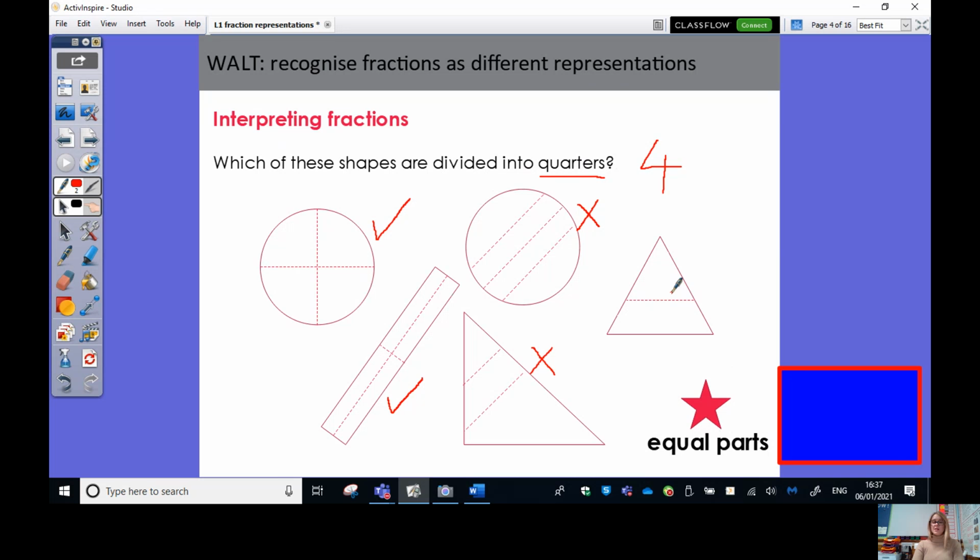Okay, moving on to the last one. So hopefully you can see there are only 1, 2 parts on this shape. So this one definitely wouldn't have been split into quarters, and they are also not equal. So a really important thing I want you to remember as we're moving through the lesson is that it has to be in equal parts for it to be a fraction, okay?